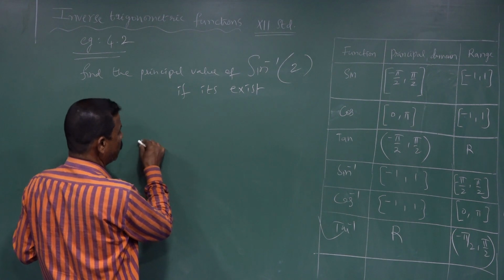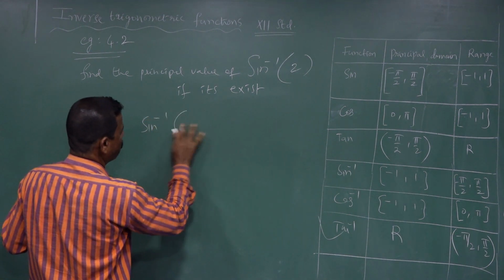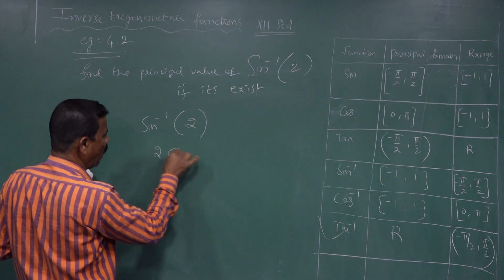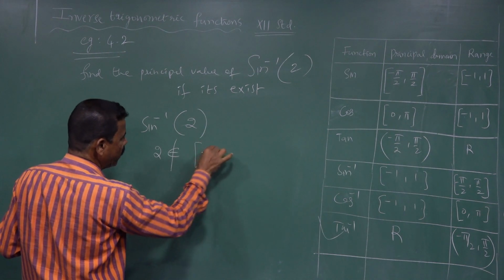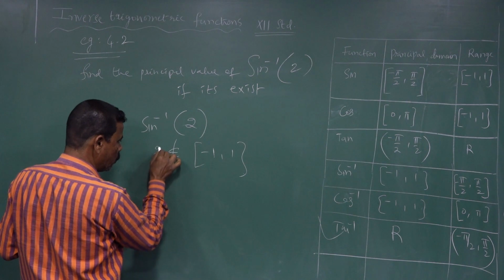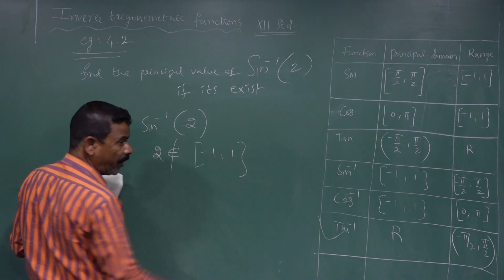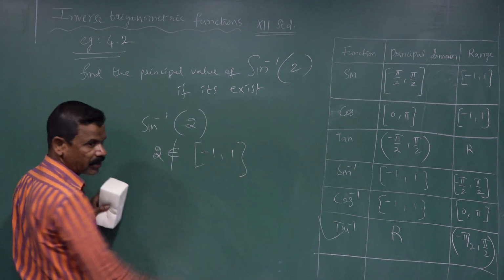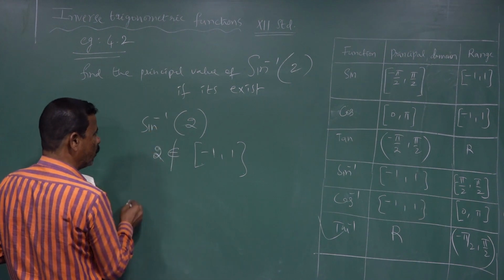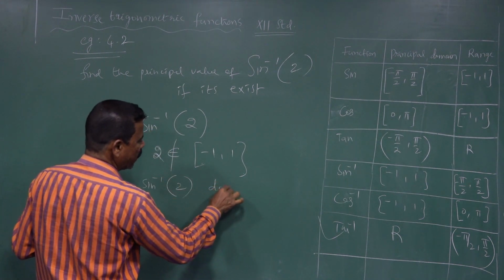Because 2 is not in minus 1 to 1, the value 2 is not there. Below minus 1 and above 1, it does not exist; only in-between values exist. So 2 is not in this, that's why sin inverse 2 does not exist.